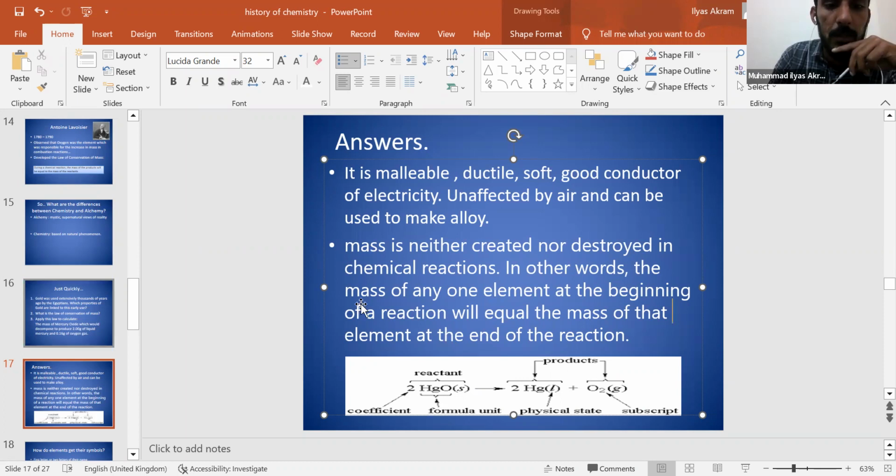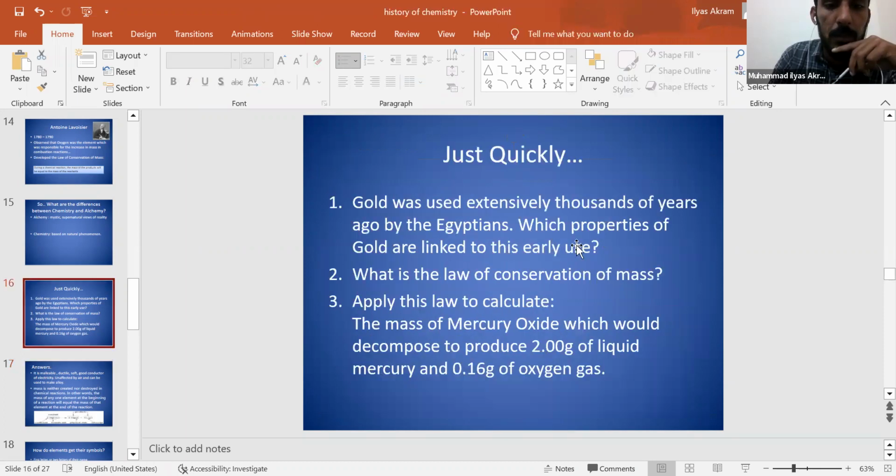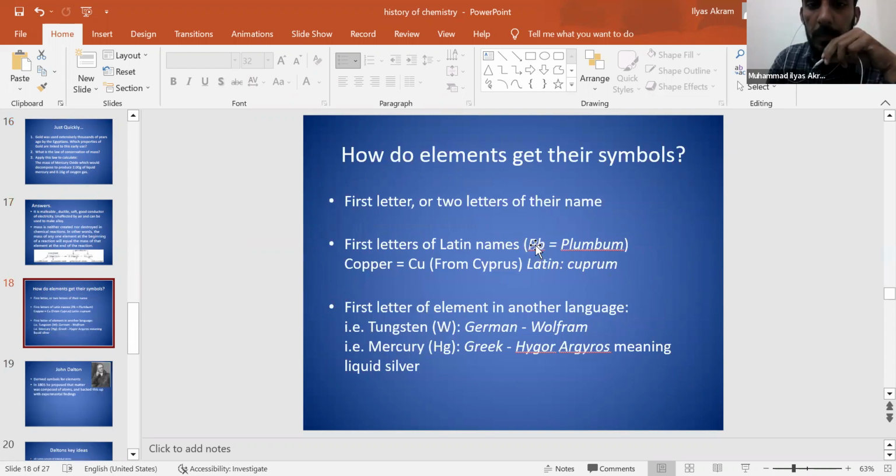Okay, that is by another scientist, and from this, as a letter, it can be the first letter or two letters of their name, as in the form of the first letter of Latin names: Pb, that is lead, the P from the first and b from the middle, and copper, Cu from the Cyprus, Latin word cuprum. First letter of the element in another language: tungsten, that is written as capital W, from German Wolfram. The element name or symbol can be from the name of the scientist or from where it was discovered. And mercury, from the Greek word hydrargyrum, meaning liquid silver. So that is how we can symbolize the elements.